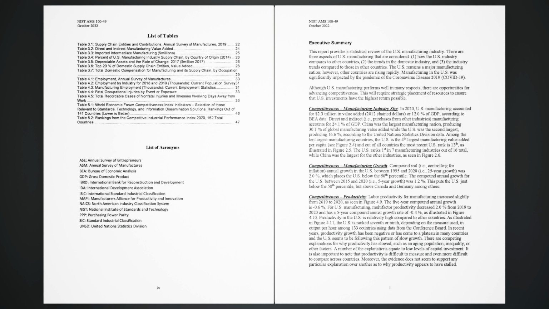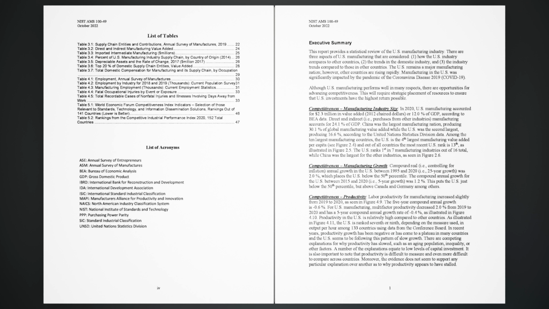China was the largest manufacturing nation, producing 30.1% of global manufacturing value added, while the U.S. was the second largest, producing 16.6%, according to the United Nations Statistics Division data. Among the 10 largest manufacturing countries, the U.S. is the fourth largest manufacturing value added per capita. See Figure 2.4. And out of all countries the most recent U.S. rank is 13th, as illustrated in Figure 2.5.